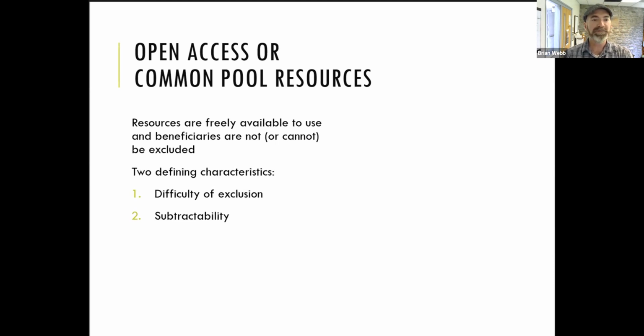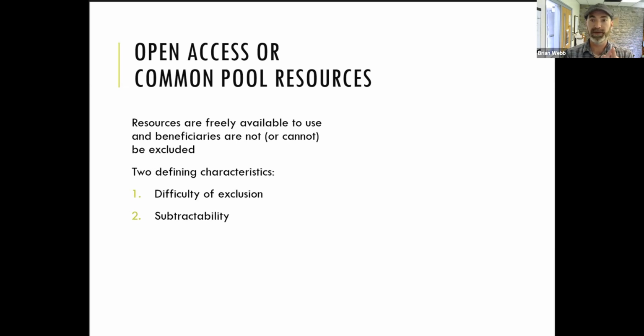And these are resources that are freely available to use, in which beneficiaries cannot be excluded from using them. So there are two fundamental aspects about these. These are natural resources that are available to use. The two fundamental characteristics are, one, the difficulty of exclusion. In other words, it is difficult, if not impossible, to exclude users from taking advantage of that resource.